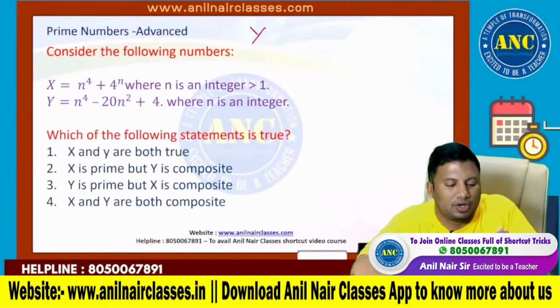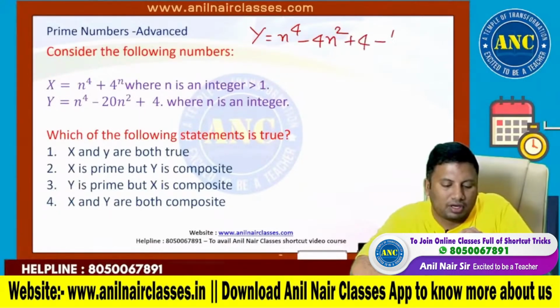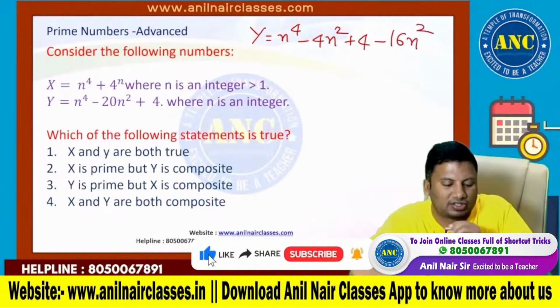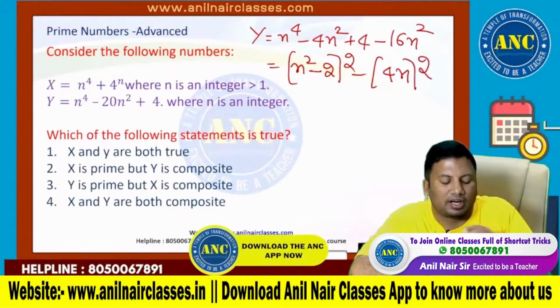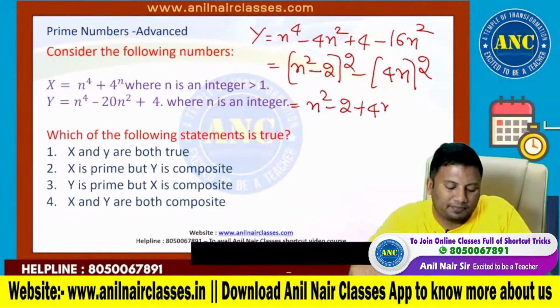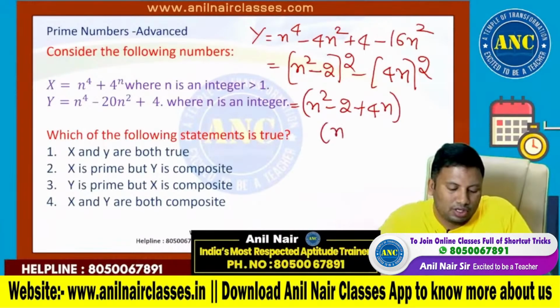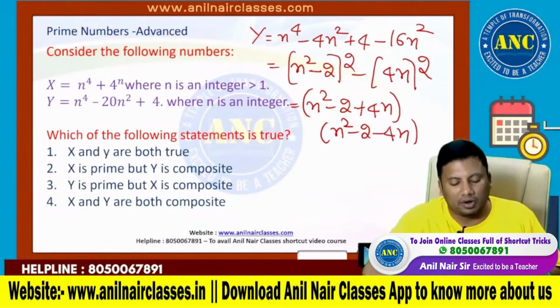Y equivalent to... Don't get tensed if you see this kind of question. Minus 4n square plus 4 minus 16n square. These are nothing but (n square minus 2) whole square, and 4n whole square. A square minus b square is (a plus b) into (a minus b). I hope it is clear.